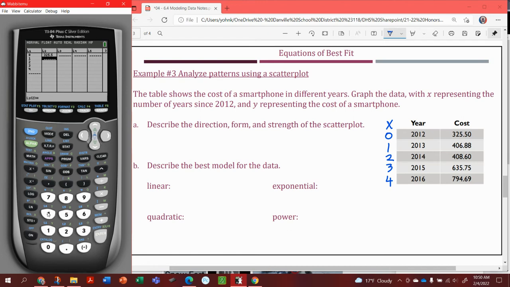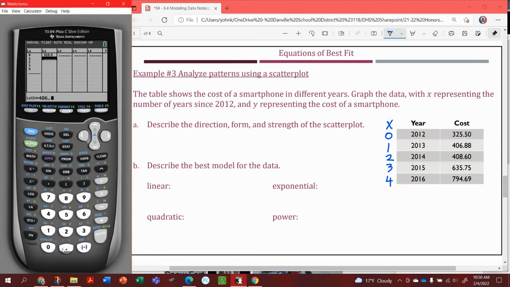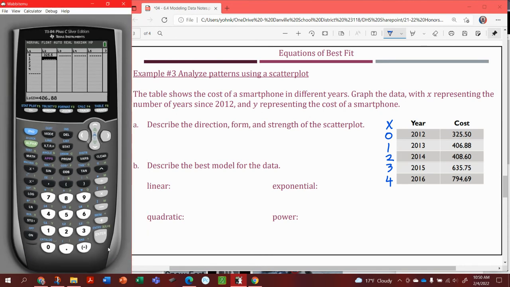325.50, 406.88, sorry, 408.60, 635.75, and 794.69. Okay, after I get it in, I zoom 9. So it looks like it's almost forming a straight line, except for this little guy right here.